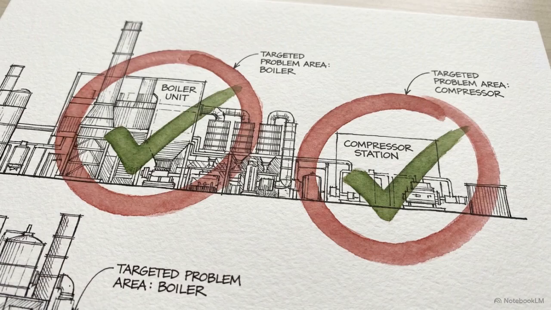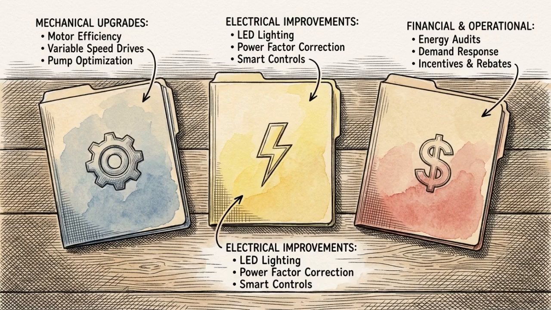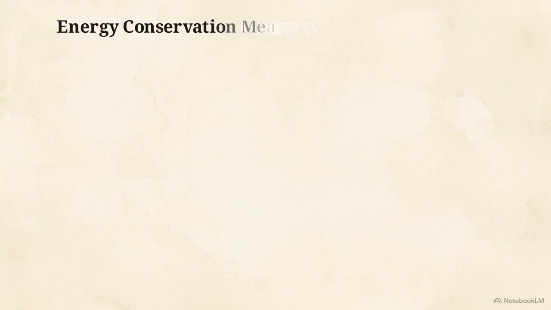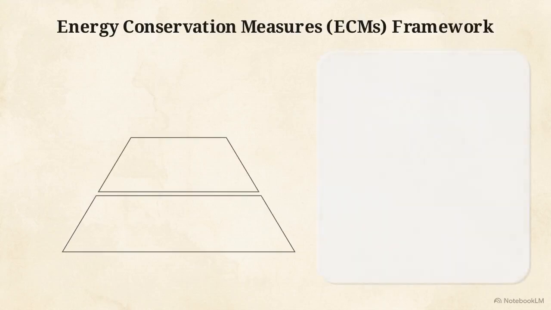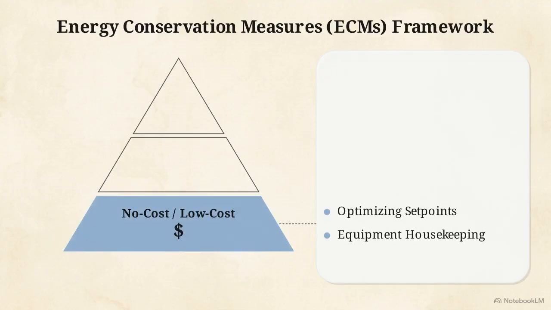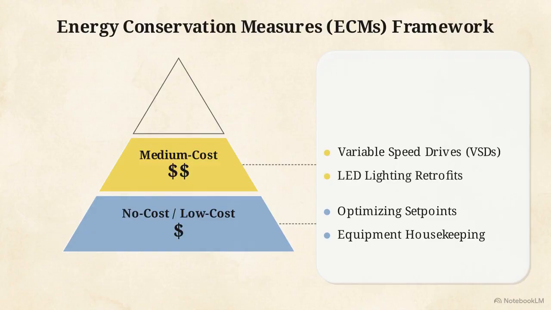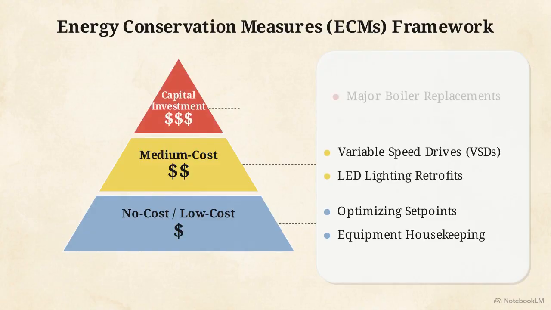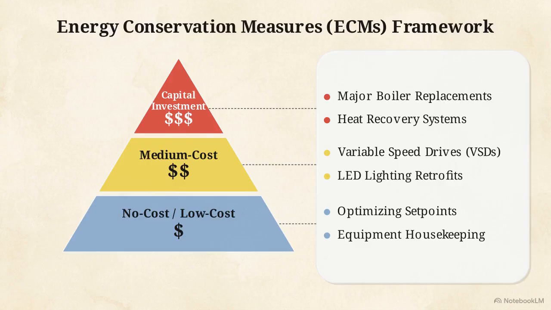With the baseline mapped, Step 5 identifies the specific opportunities to eliminate those measured losses. These targeted solutions are defined as energy conservation measures, or ECMs. To make them actionable, ECMs are categorized into 3 tiers for the client. First, no or low-cost operational tweaks, like optimizing set points. Next, medium-cost upgrades, like installing variable speed drives. And finally, capital investment measures, like major boiler replacements.